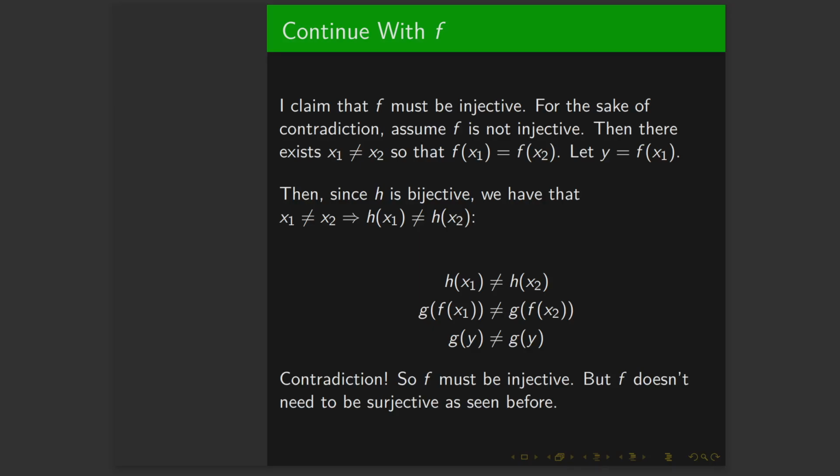Now, since h is bijective, we have that x1 not equal to x2 implies that h of x1 is not equal to h of x2. So we'll just start with h of x1 not equal to h of x2. Then we'll apply the composition: g of f of x1 is not equal to g of f of x2.